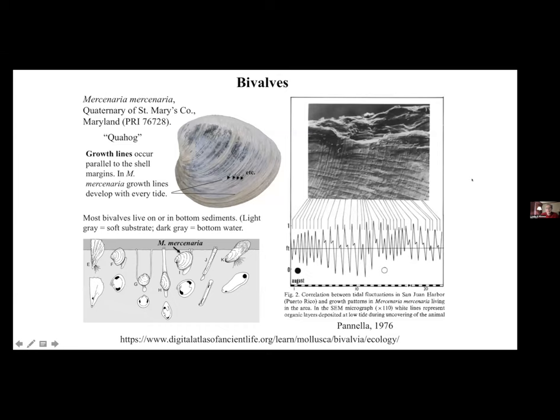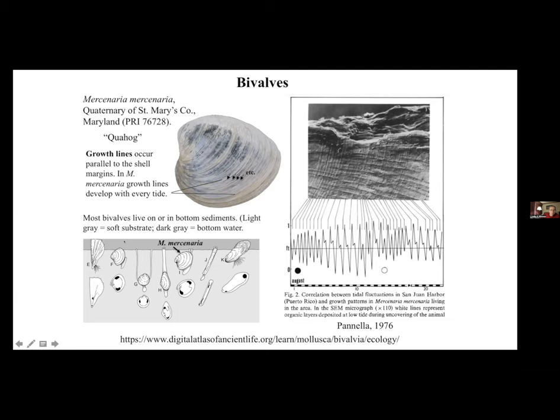All right, so bivalves also grow. And apparently they grow daily. This is Mercenaria from Maryland, also known as quahogs. And they grow their shells parallel to the shell margins. Now, it's also important that they not live too far below the surface, but they need to live close enough to the surface so that they benefit from the tidal cycles that run across them.